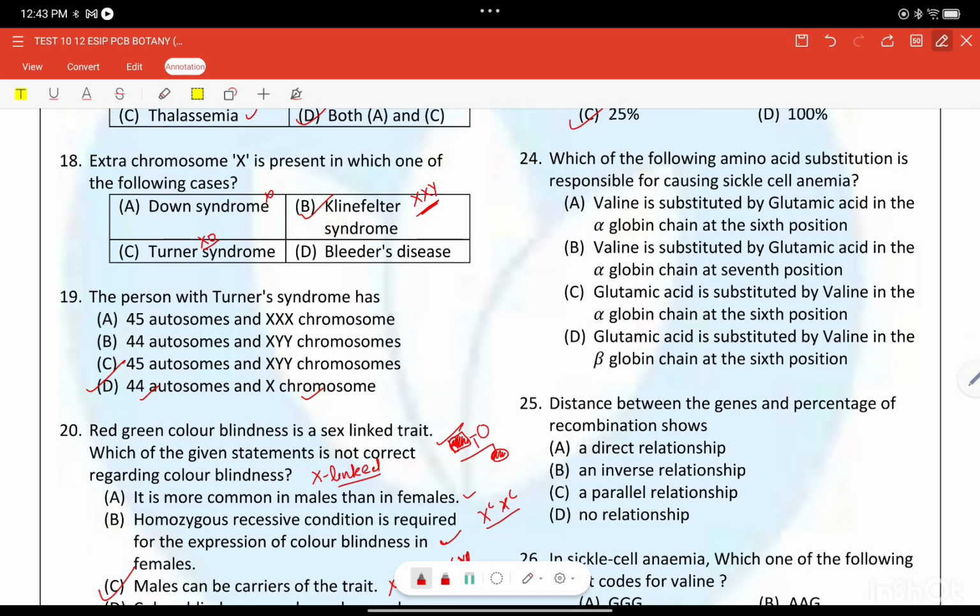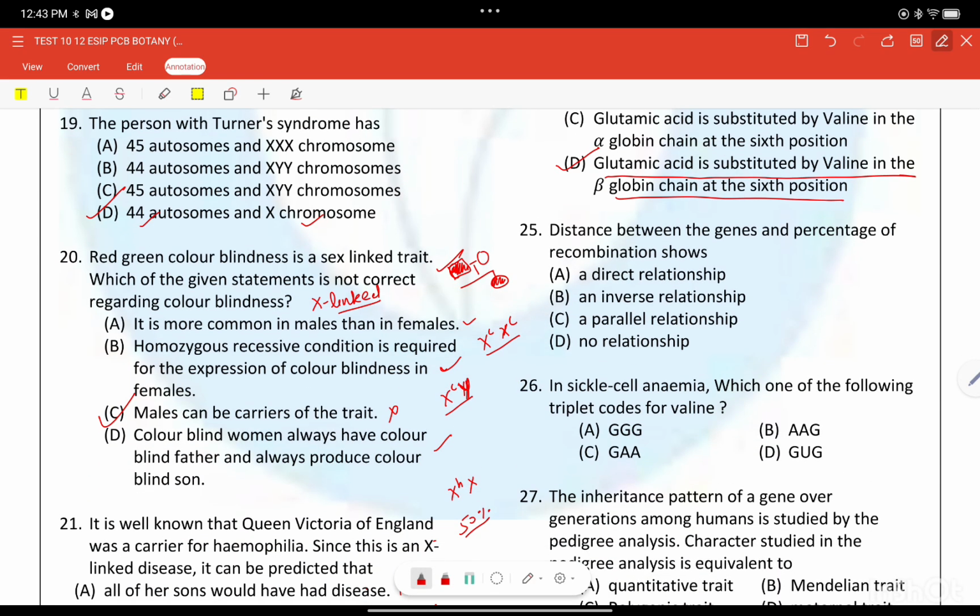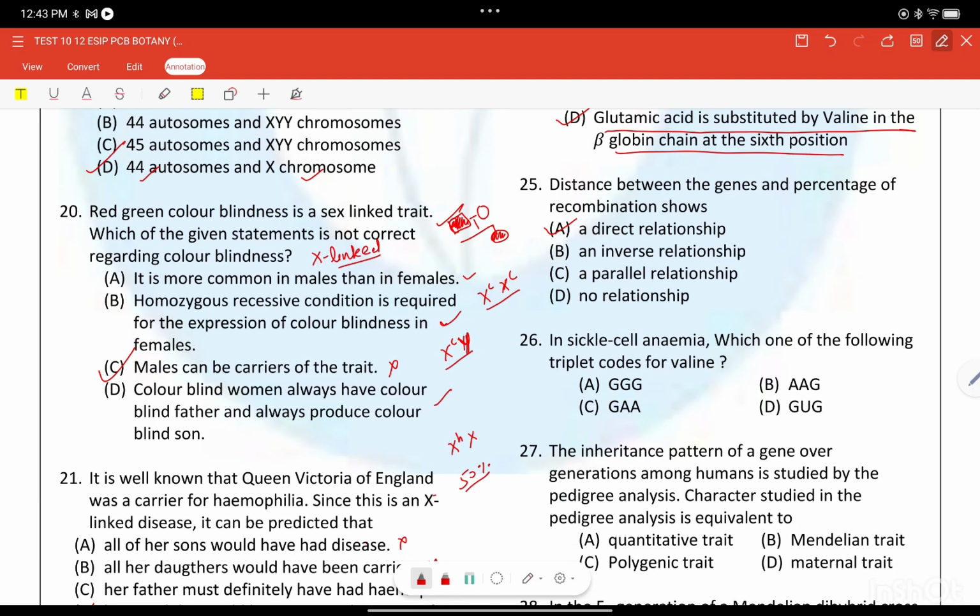Which of the following amino acid substitutions is responsible for causing sickle cell anemia? In sickle cell anemia, glutamic acid is substituted by valine in beta globin chain at 6th position. So answer is D. Distance between the genes and percentage of recombination shows a direct relationship, because if we increase the distance between the genes, percentage of recombination will also increase.